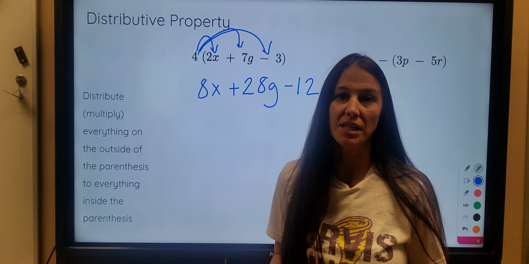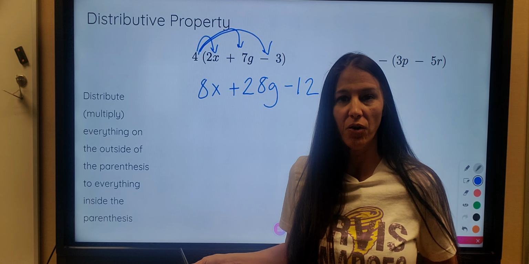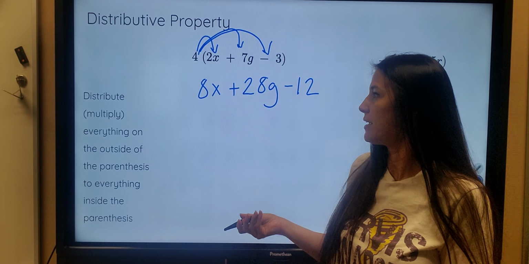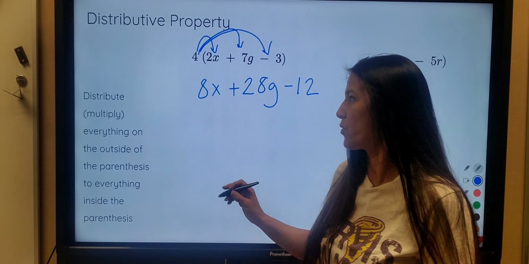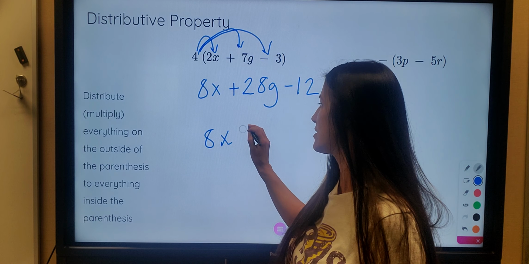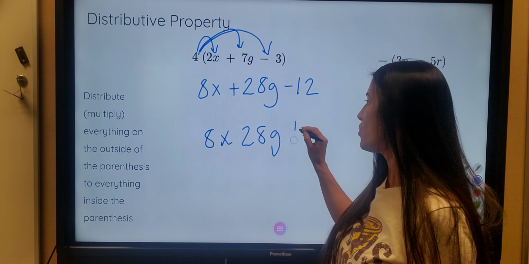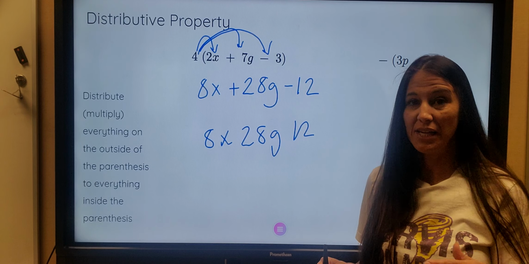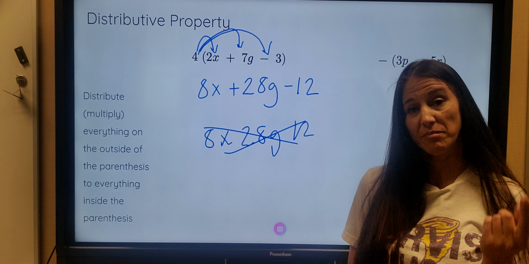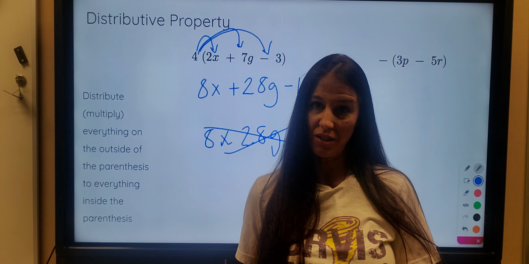A lot of times I'll see kids that just put the 28g down. They don't put anything in between it, and it just changes your whole thing. If you have 8x 28g 12, that's something totally different. This is not okay, so you need to make sure that you put your operations in there as well.